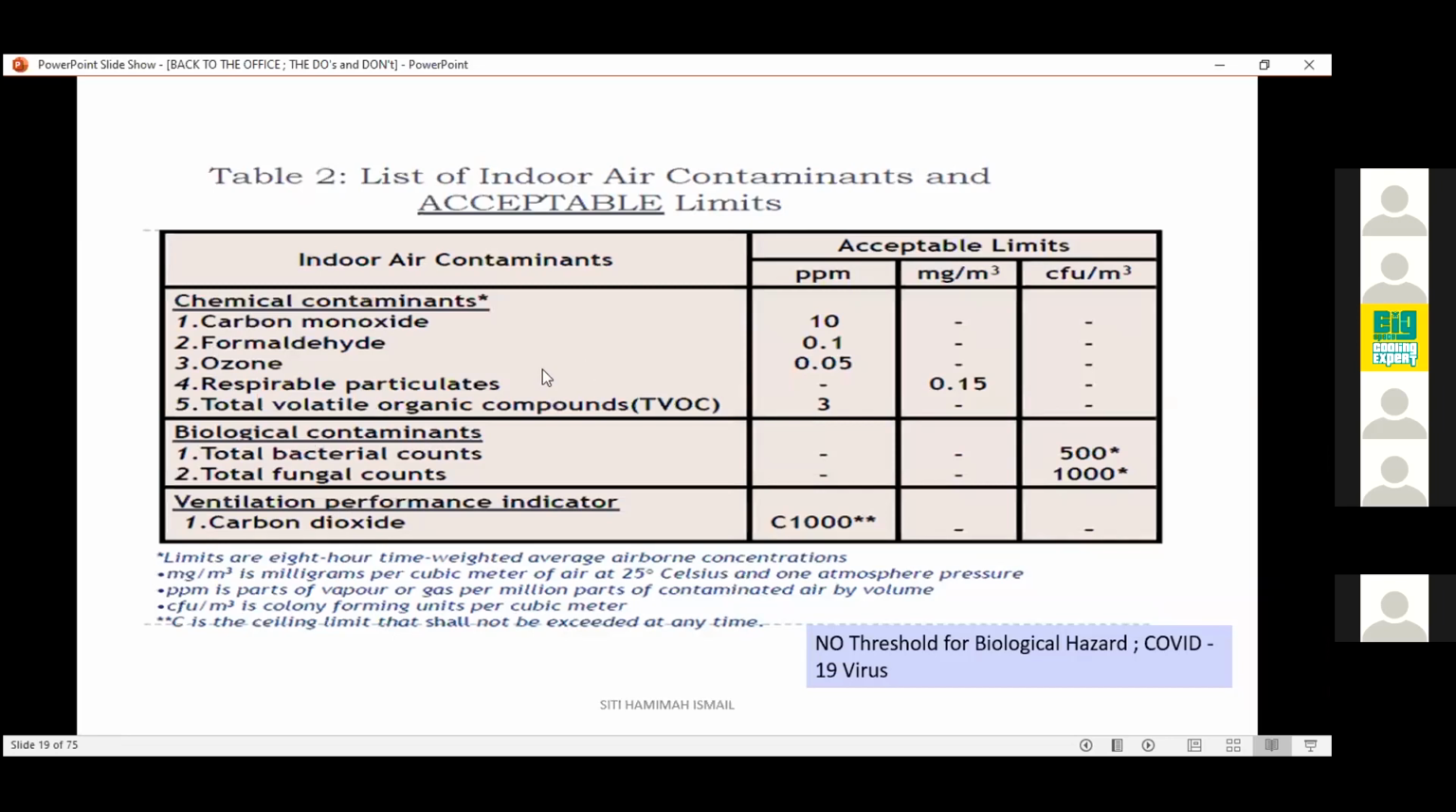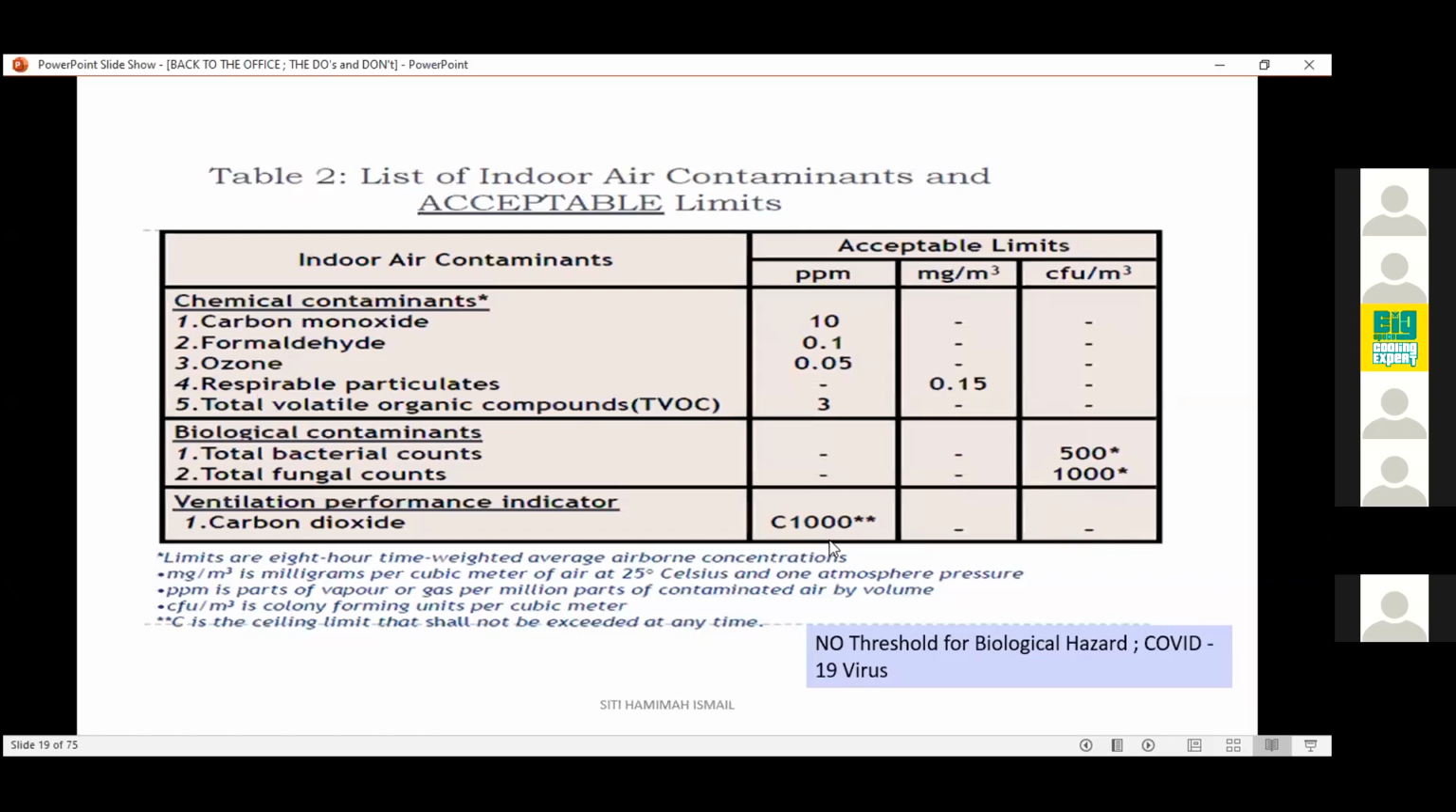5 elemen ni kita punya comparison based on your working hours, 8 hour time weighted average. But for carbon dioxide, you nampak tak ada C kat depan ni? Ceiling limit 1000. Okay, kalau ceiling limit 1000 ni dia bermaksud ceiling limit yang should not be exceeded at any working hours. Maksud dia daripada jam pertama, jam kedua, jam ketiga tu you tak boleh exceed 1000.